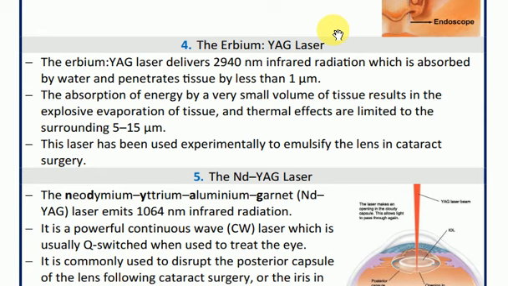Next is the erbium YAG laser. It delivers 2940 nanometer infrared radiation, absorbed by water, and penetrates tissue by less than 1 micrometer. Absorption of energy by a very small volume of tissue results in explosive evaporation of tissue, and thermal effects are limited to the surrounding 5 to 15 micrometer. This laser has been used experimentally to emulsify the lens in cataract surgery.